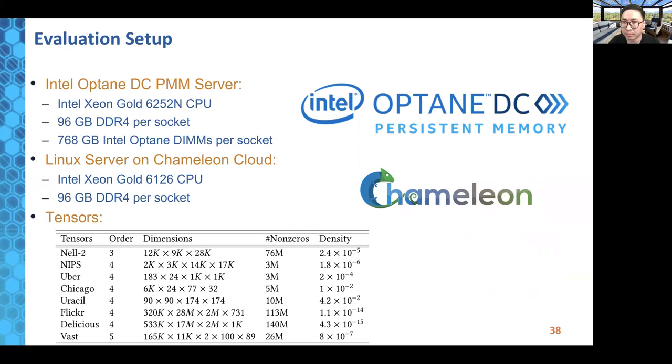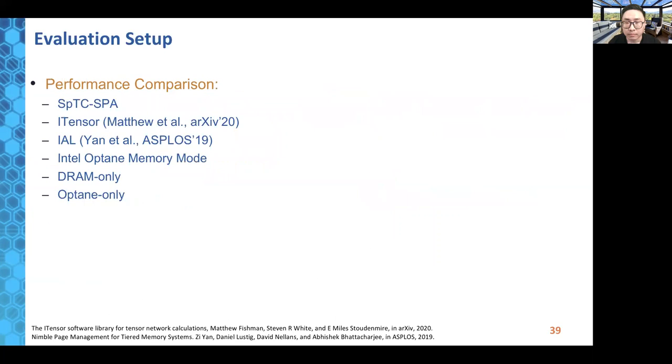In the evaluation, we employed an Intel Optane DC PIM server configured with Intel Xeon Gold CPU, 96 GB DDR4, and 768 GB Intel Optane DIMMs per socket. We also test Sparta on a general Linux server on Chameleon Cloud configured with Intel Xeon Gold CPU and 96 GB DDR4 per socket. The input tensors are from the FROSTT dataset, HaTen2, and iTensor. We compare the performance of Sparta to Sparse Tensor Contraction with Sparse Accumulator, iTensor, IAL, Intel Optane Memory Mode, DRAM only, and Optane only.